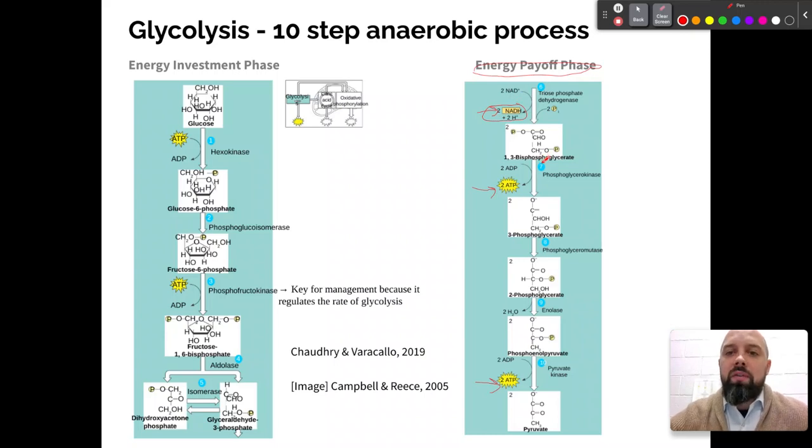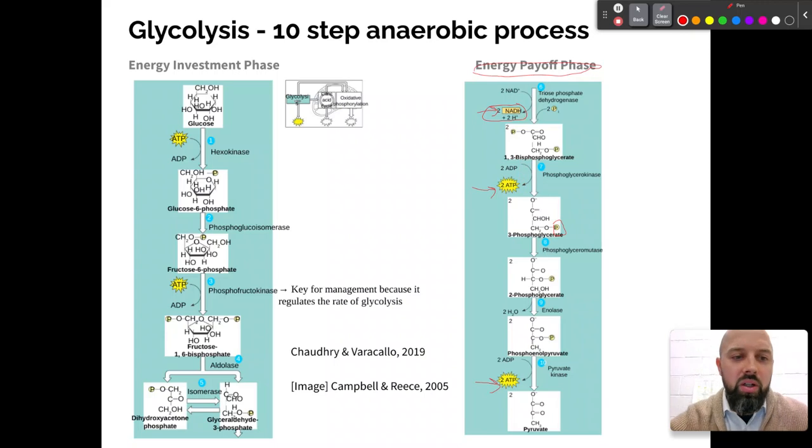In step 7, phosphoglycerate kinase would create 2 ATP and turn that 1,3-bisphosphoglycerate into 3-phosphoglycerate. One key thing to point out is that now we only have 1 phosphate left, because those 2 ATP were created using the other phosphates.